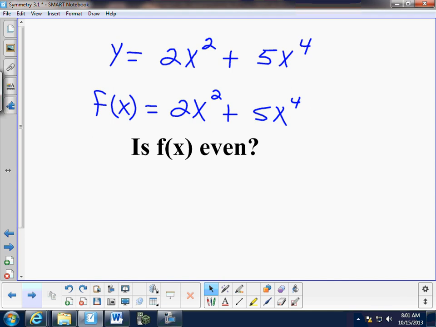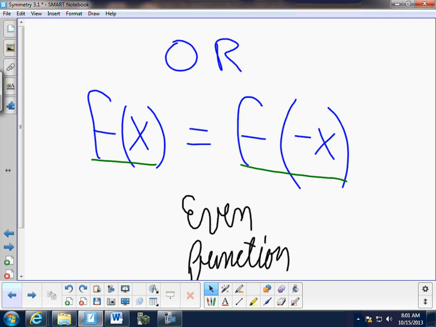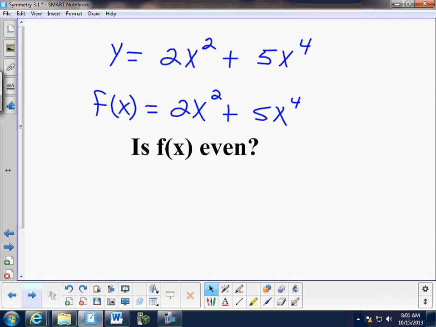Here's a question I will give you, almost exactly like this. I'll give you some function and say, is this an even function? Or show that it's even, or show that it's odd. So, question here, show it's even.